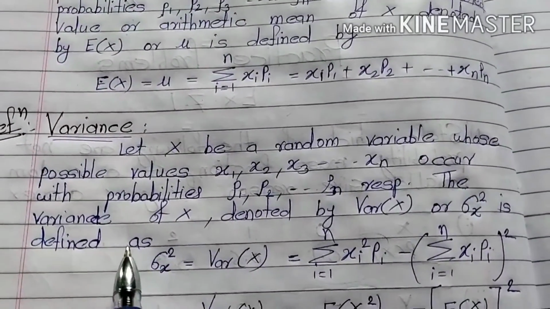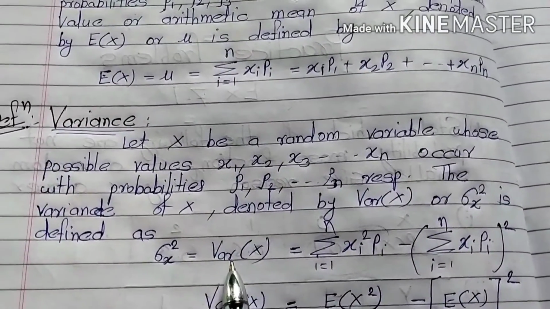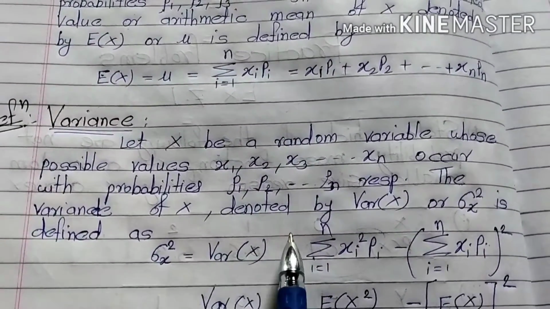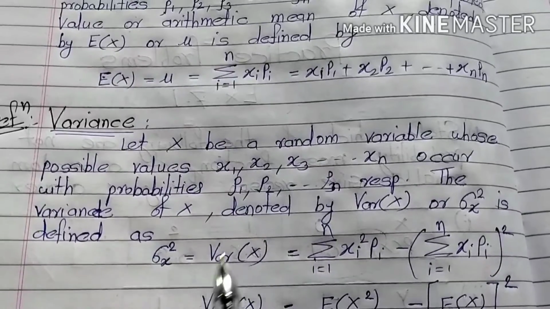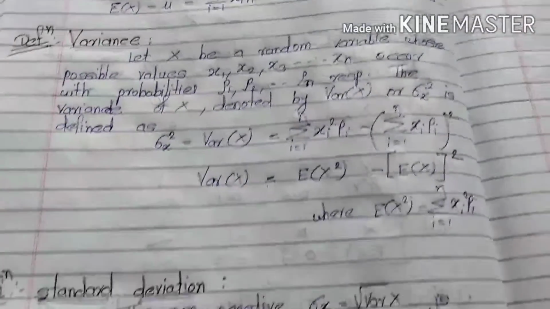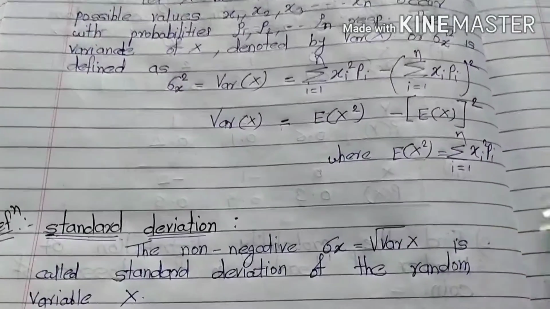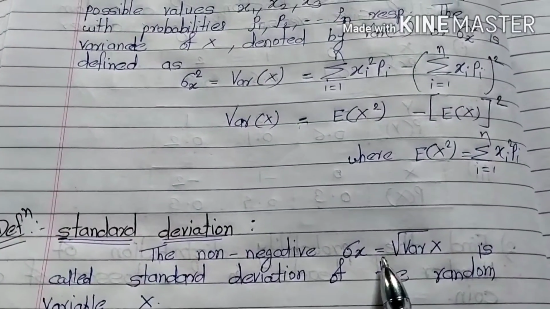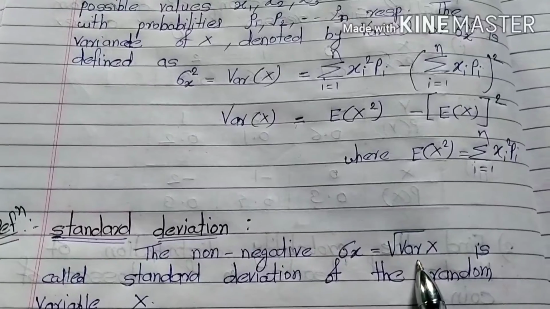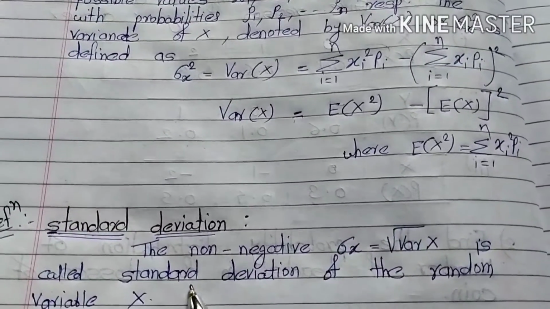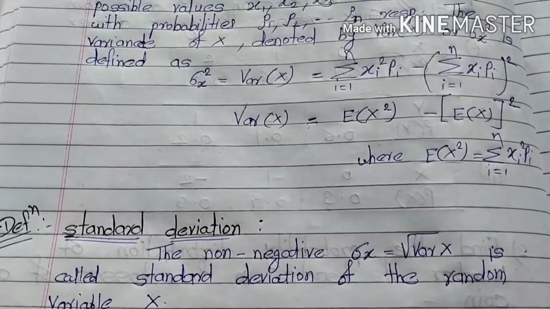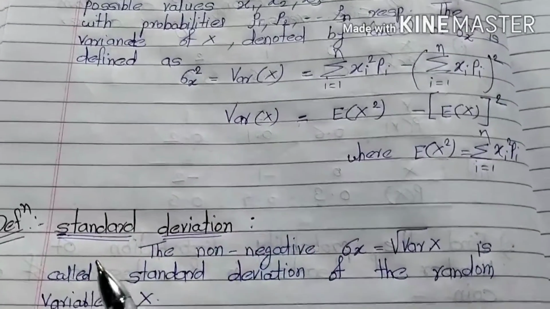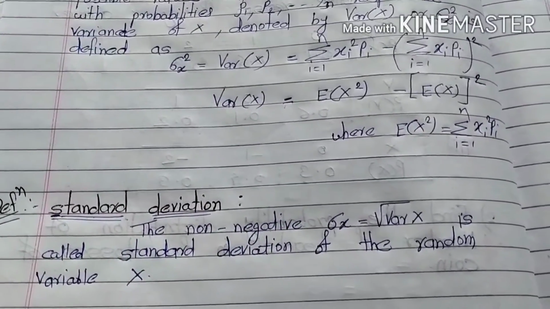Student, note that variance of x is denoted by Var(x) or sigma x square. So both are denotations of variance. Now next definition, standard deviation. The non-negative sigma x is equal to the square root of variance x. It is called the standard deviation of the random variable. It means the square root of variance is the standard deviation.